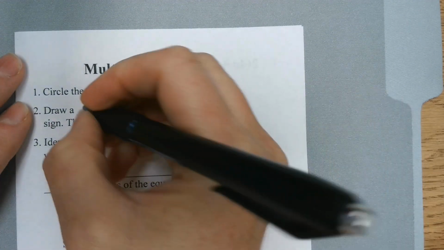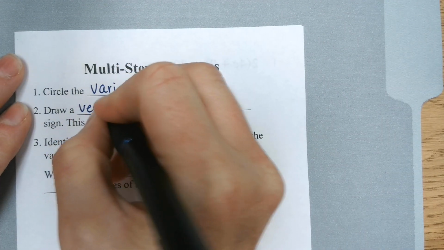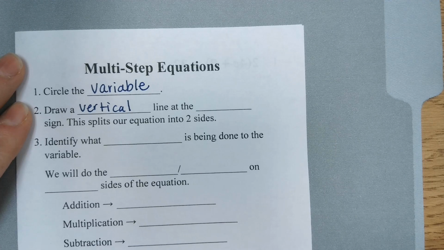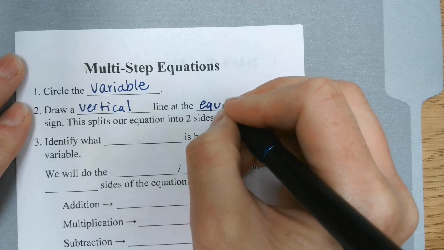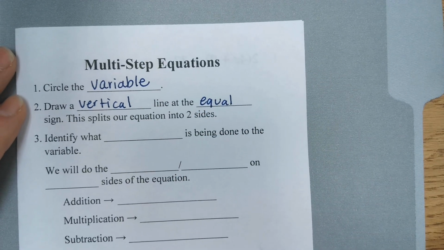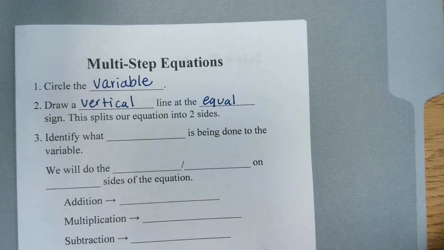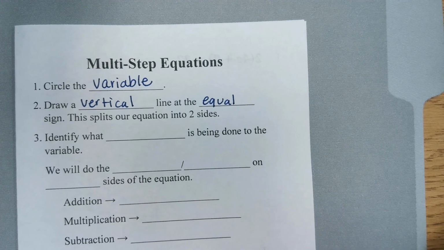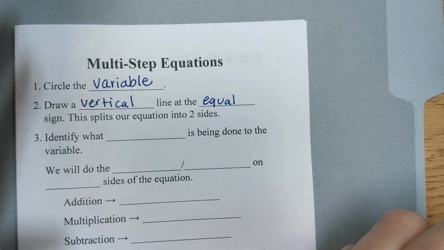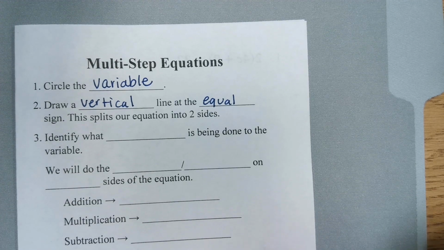Number 2, draw a vertical line at the equal sign. That's going to split your equation into 2. When you do that, you want to make sure to get rid of any parentheses. So we're going to talk about that here in a minute.